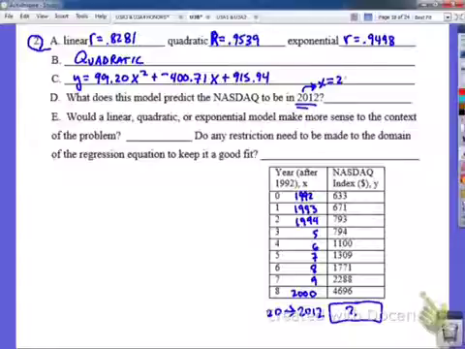So X equals 20. What I have to do is type into my calculator Y1 of the value 20. If you haven't done that, I suggest you give it a shot. Try it: Y1 of 20. And our Y value is what the model predicts the NASDAQ to be in 2012.